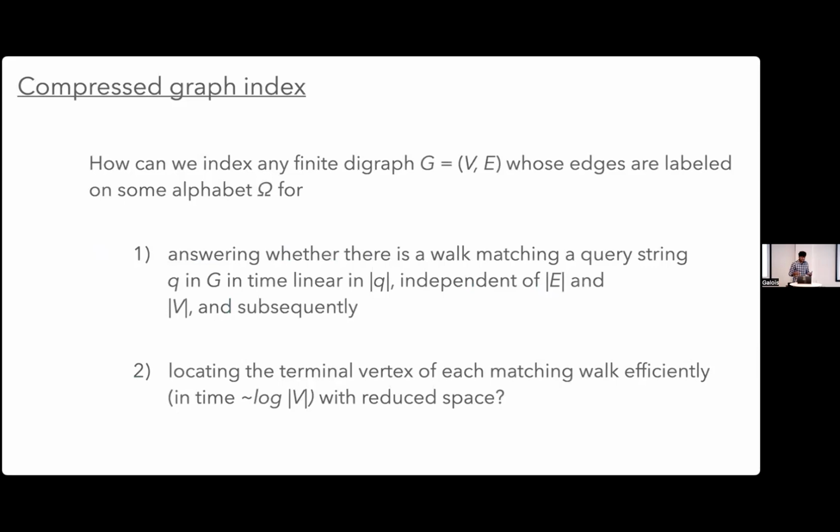And it's how can we index any finite digraph G whose edges are labeled on some alphabet omega for, one, answering the decision problem of whether there's a walk matching a query string Q in G at time linear in the length of Q, independent of the number of edges in the graph and the number of vertices in the graph, and subsequently, two, locating the terminal vertex of each matching walk efficiently in time O of log V with reduced space. So got a query string, we want to know if it's in the graph, we want to know where it is in the graph, okay?